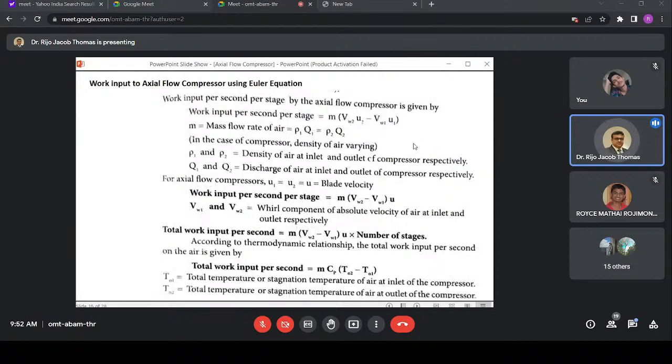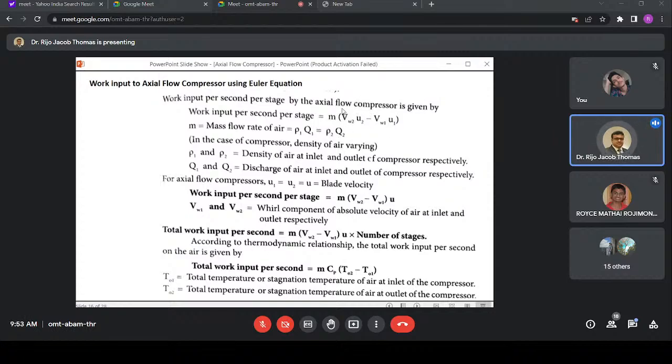now how do you find out the work done? Work done is the same thing, change in force is equal to change in momentum. So momentum is mass into the whirl velocity, m into v. So that is m into (VW2 minus VW1). If you want it in terms of power, then it is force into displacement, work done. So displacement is nothing but the velocity U, blade velocity. So that is the displacement. So this is nothing but your Euler equation.